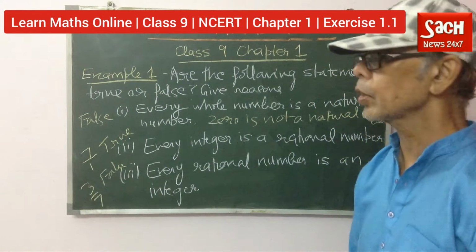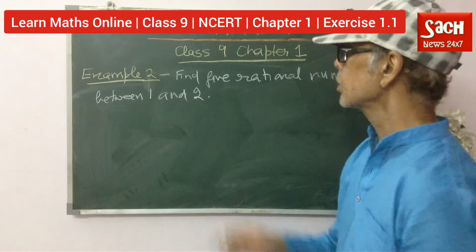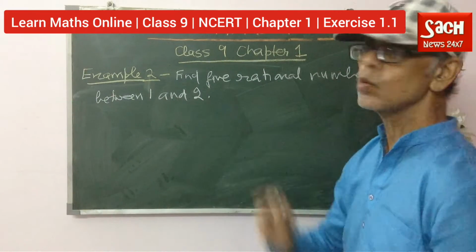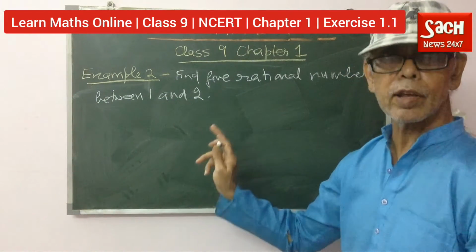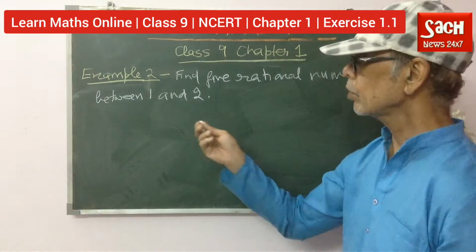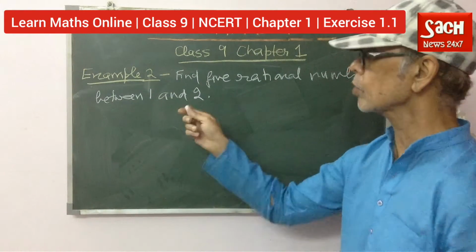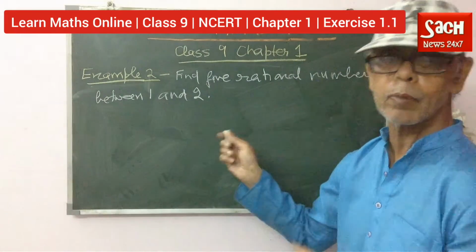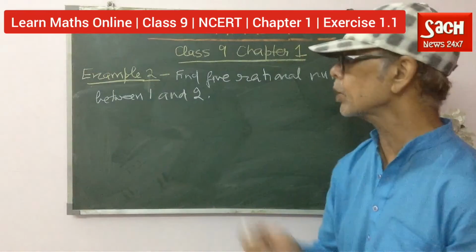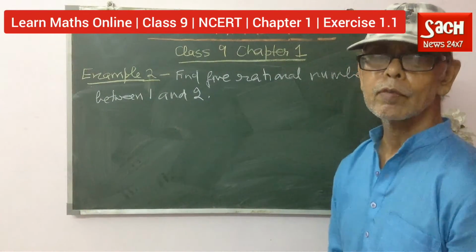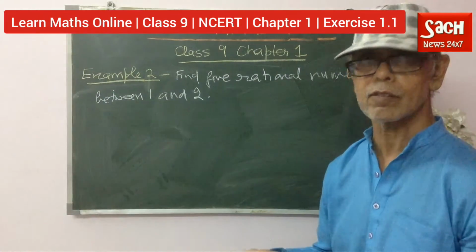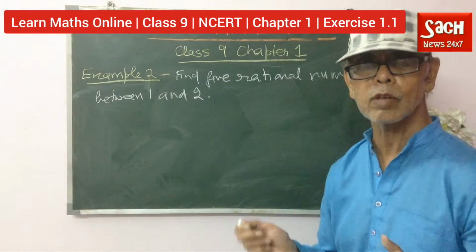Let's do example 2. The second example is find 5 rational numbers between 1 and 2. 1 and 2 are integers, and we need to find 5 rational numbers between 1 and 2. With decimals you can easily find them, you can say 1.2, 1.3, 1.9 like this. But how will you find the rational number between 1 and 2? There are many ways to do this. You can do it in different ways, but I will tell you the simplest way.